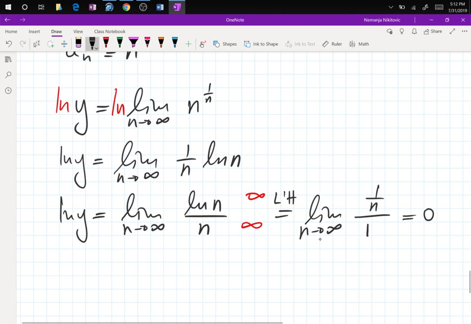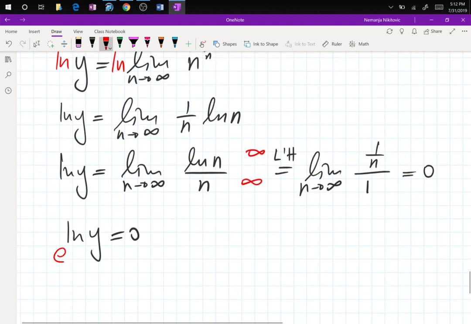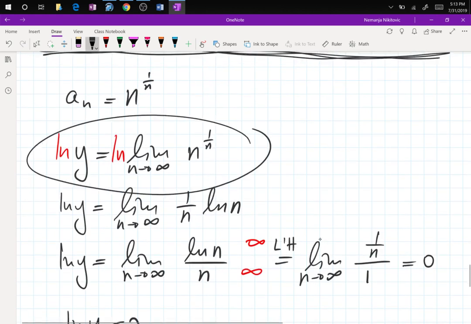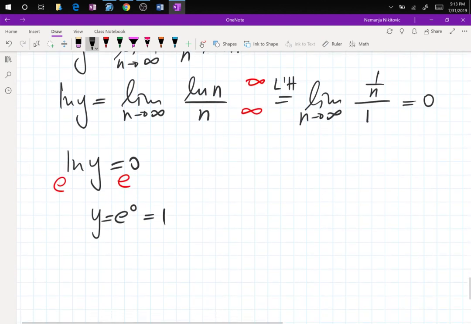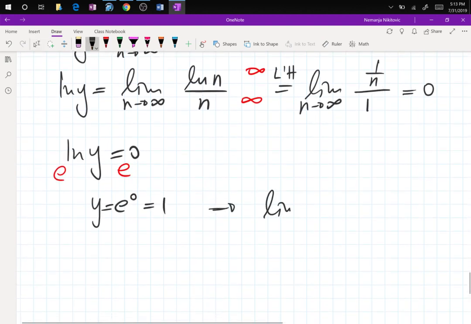If you now write that ln y is equal to 0, you exponentiate both sides to get rid of ln, and you get that y is equal to e to the 0, which is 1. But remember what y was. y was the limit that you were looking for. So the limit of n to the 1 over n as n goes to infinity, which is the limit test, is equal to 1. Who would say that infinity raised to the 0 is 1? Well, in this case it is. Can we change it? Yes, we can. We can make it go to different values.